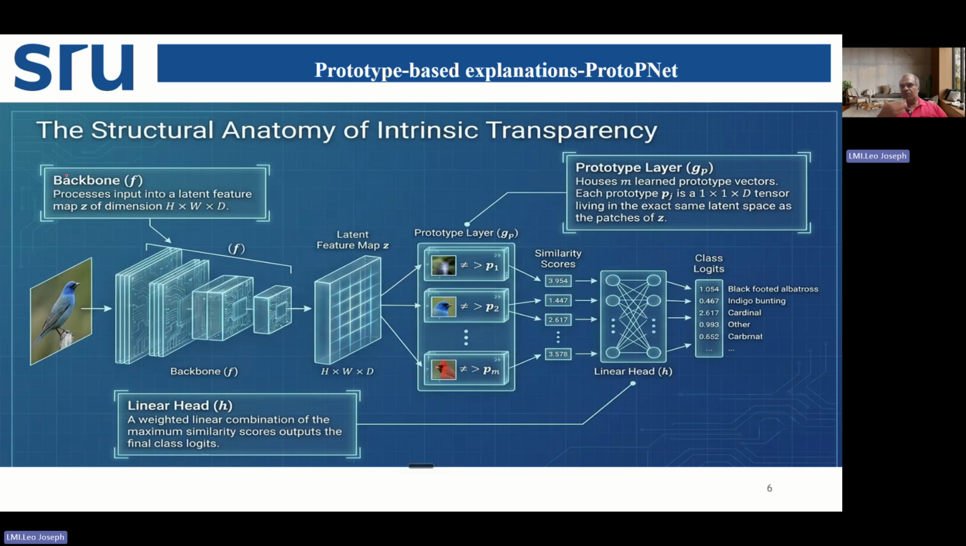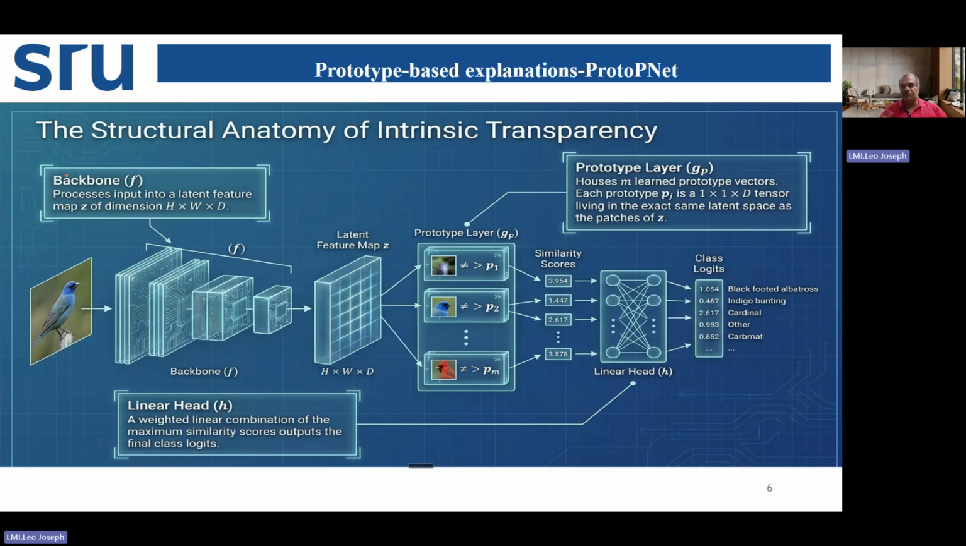And finally, all are combined together in a linear head. That is a weighted linear combination of the similarity scores. This is what I told earlier. Based on the linear weights, it outputs certain class logits: black-footed albatross, indigo bunting, cardinal, and others. Whichever has the highest score will be the prediction. So 2.617 is the highest score, which means the given image is definitely a cardinal.